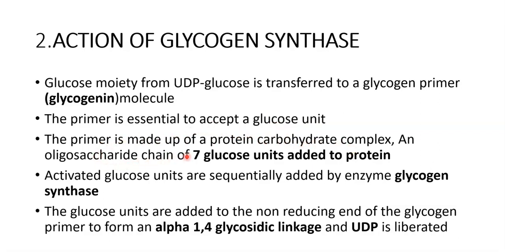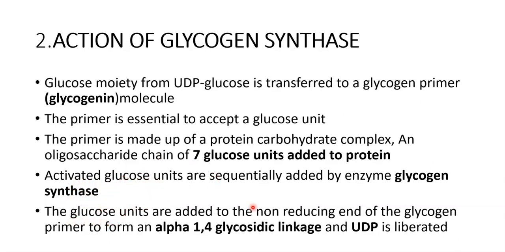It's an oligosaccharide chain of 7 glucose units added to a protein, and which is the activated glucose, our UDPG. So these activated glucose units are sequentially added by the enzyme glycogen synthase. Which is that enzyme glycogen synthase? It is used for the addition of UDPG and removal of UDP by the addition of glucose to glycogenin.